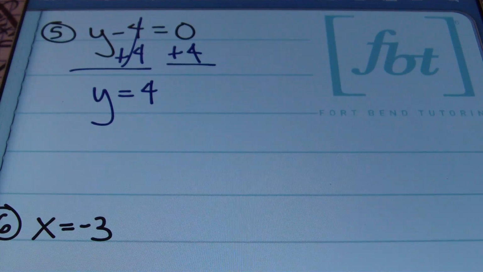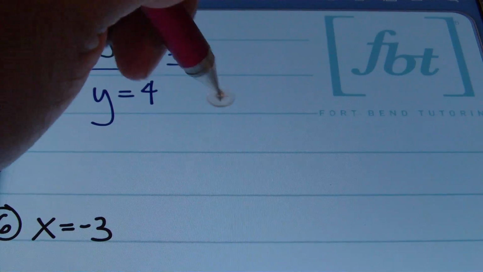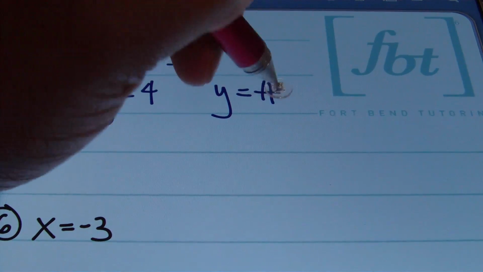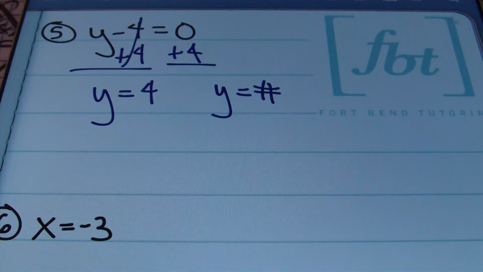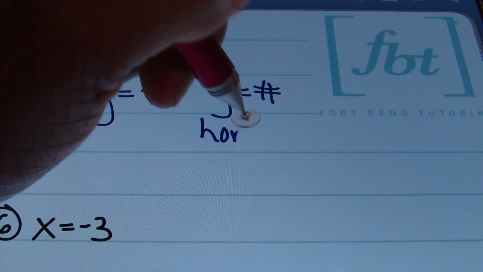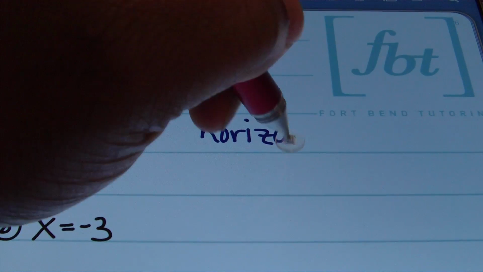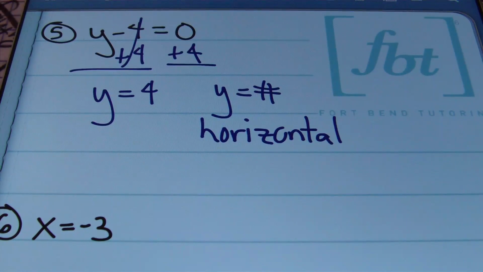Once I have y equals 4, you should recognize that this is a horizontal line. Why is that? Because anytime you have the format of y equals a number, it's always going to be a horizontal line. Every single time. So anytime you have an equation in the form of y equals a number, a constant, this is always a horizontal line. Every single time, ladies and gentlemen.